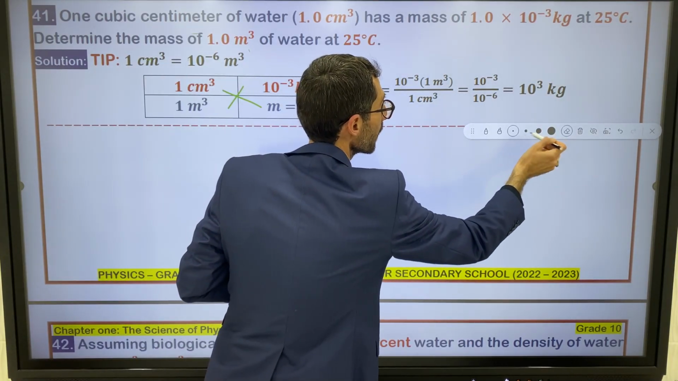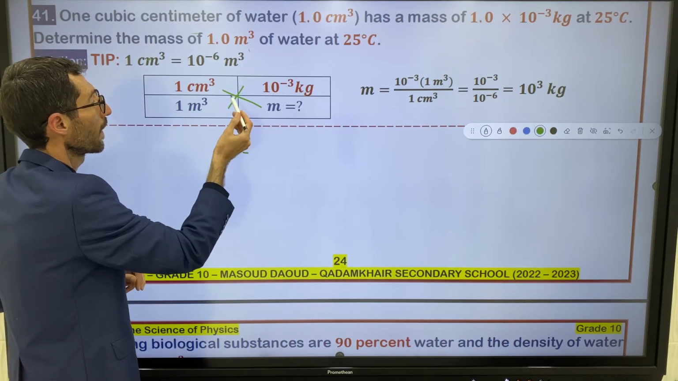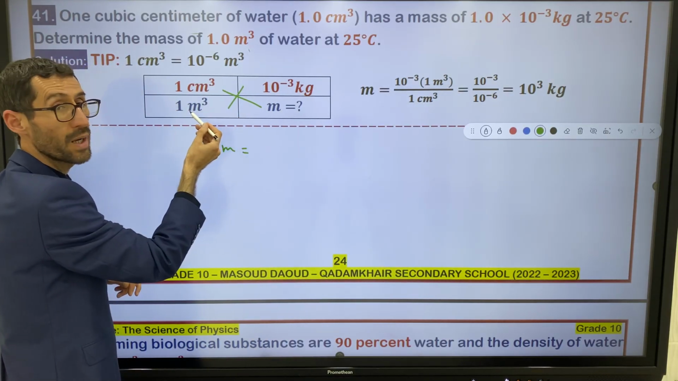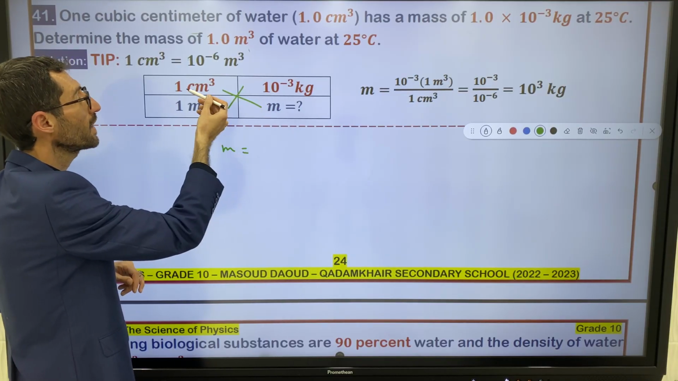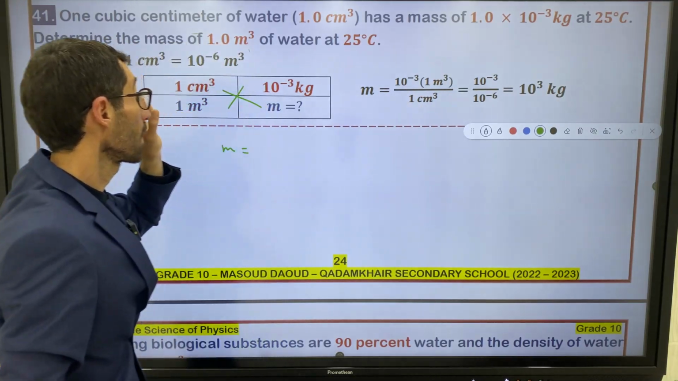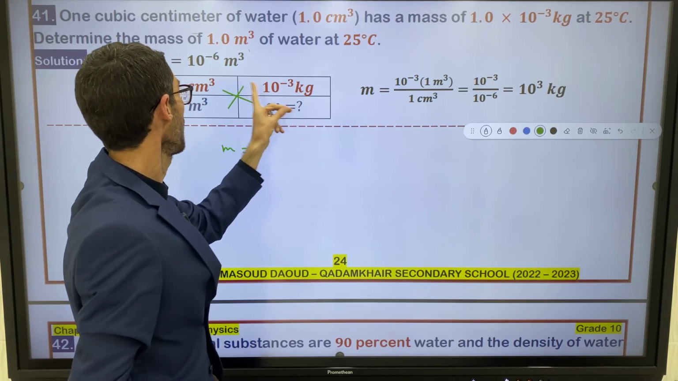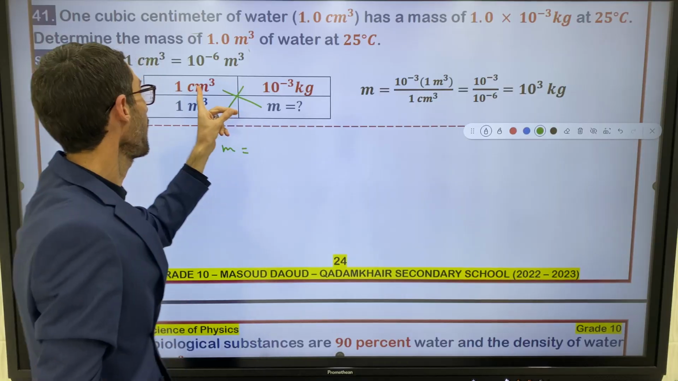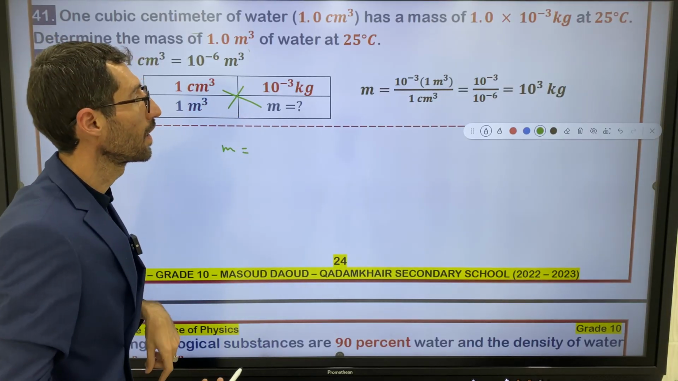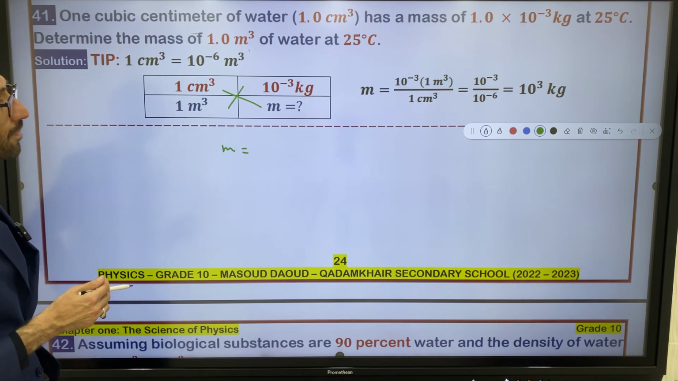M is equal to 1 times 10 to the power negative 3 divided by 1 cubic centimeter. And this is the answer. It's very easy. It's nothing, right?